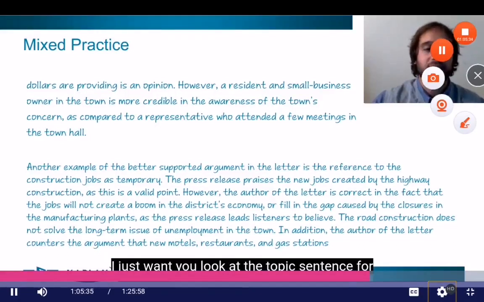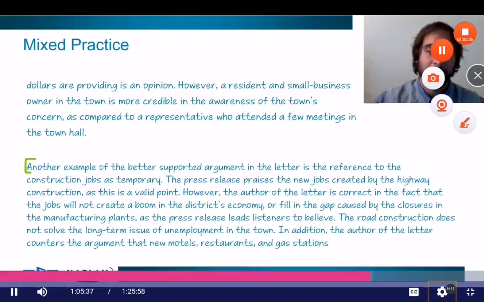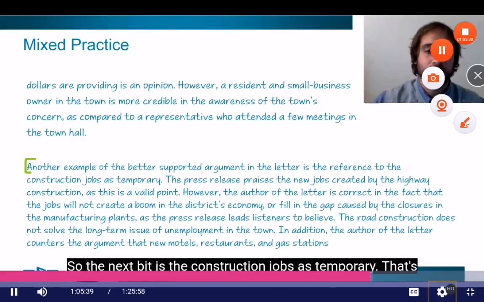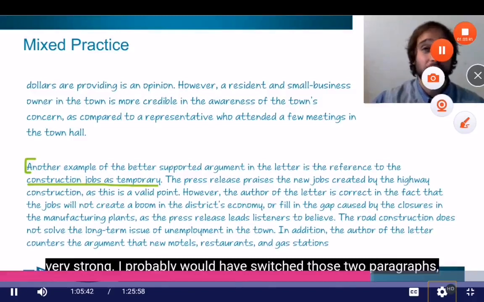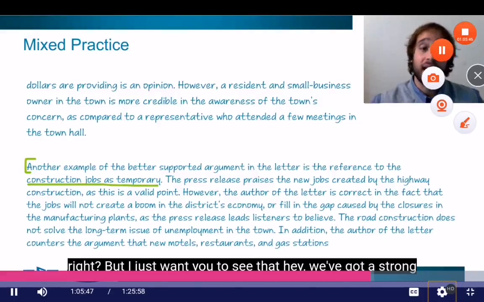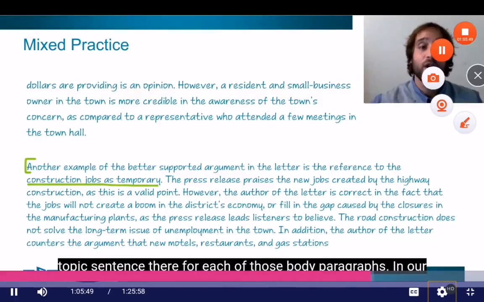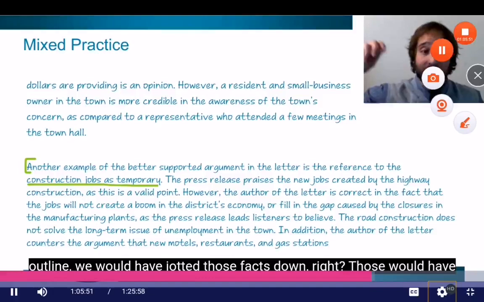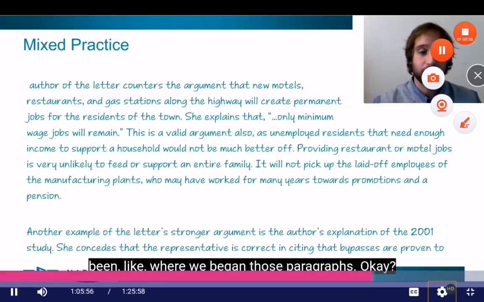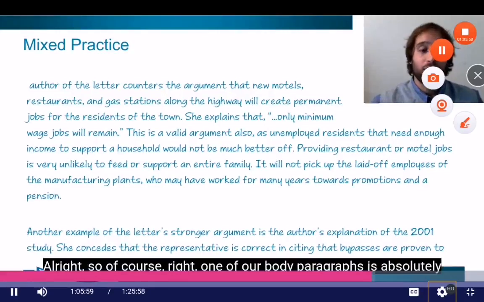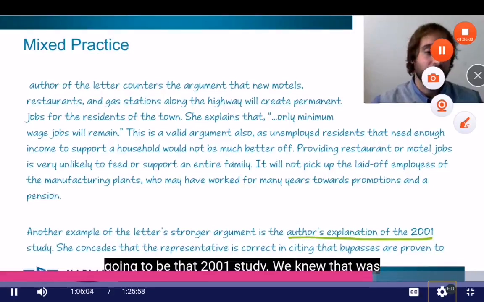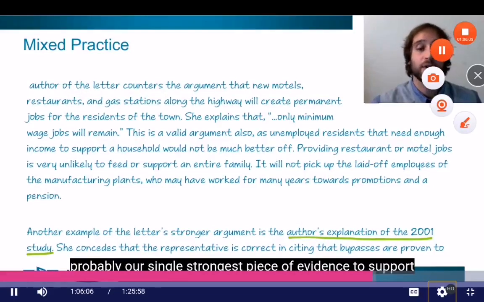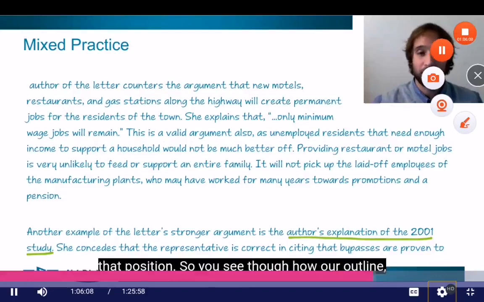I just want you to look at the topic sentence for this paragraph too before we go back. So the next bit is the construction jobs as temporary. That's very strong. I probably would have switched those 2 paragraphs, right? But I just want you to see that, hey, we've got a strong topic sentence there for each of those body paragraphs. In our outline, we would have jotted those facts down, right? Those would have been like where we began those paragraphs, okay? All right, so of course, right, one of our body paragraphs was absolutely going to be that 2001 study, right? We knew that was probably our single strongest piece of evidence to support that position.